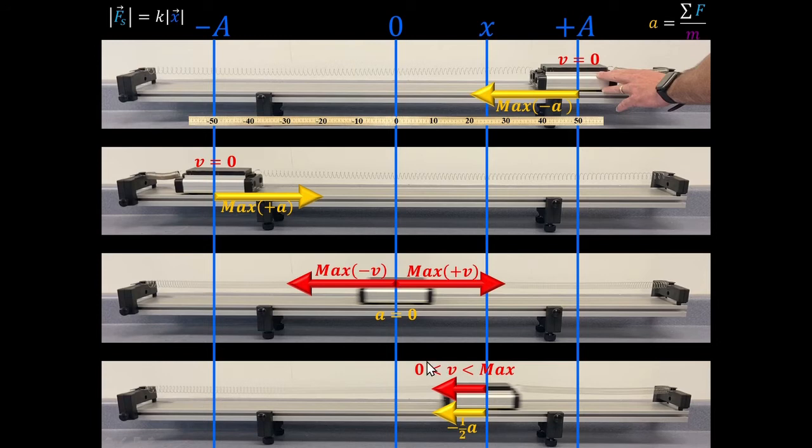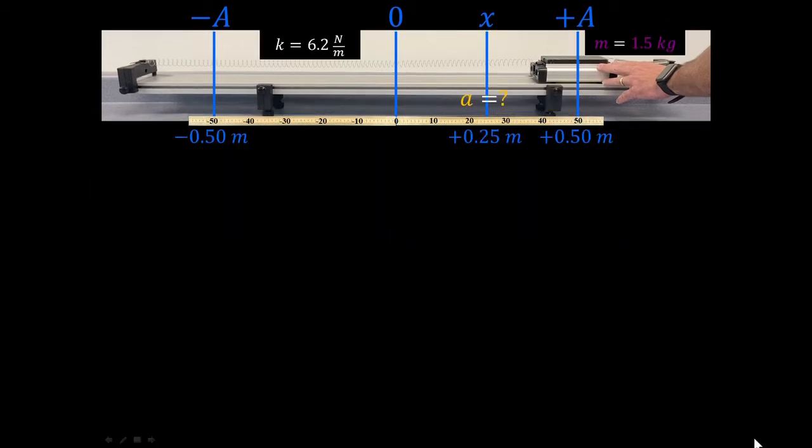Somewhere in the middle, it's going to have a velocity somewhere between 0, which is what it would have had here, and its maximum, which would have been over here. But the acceleration is going to be just half as much. And the reason is the displacement from here is half what it was out here, and half the displacement would be half the force, and half the force applied to the same amount of mass would be half the acceleration.